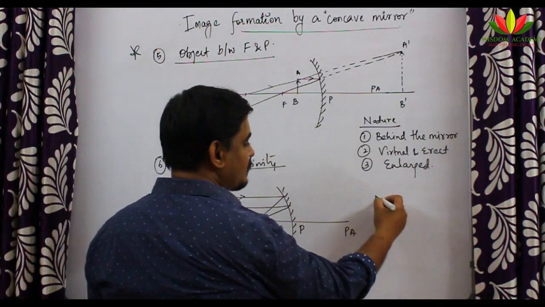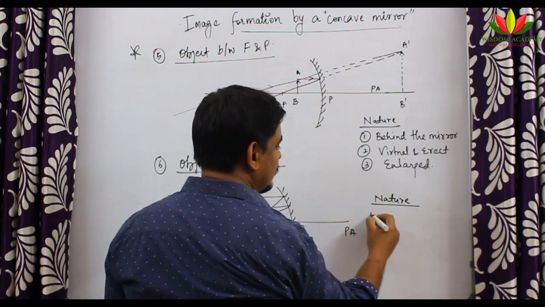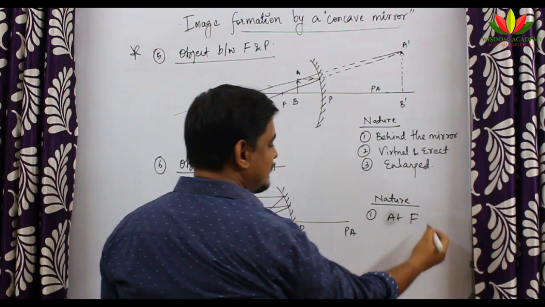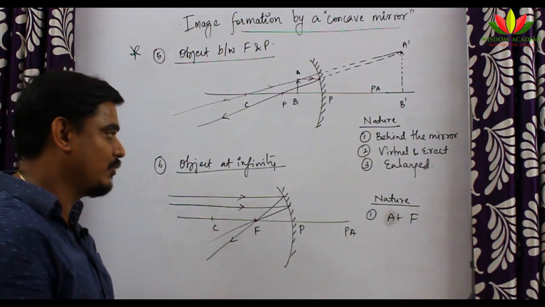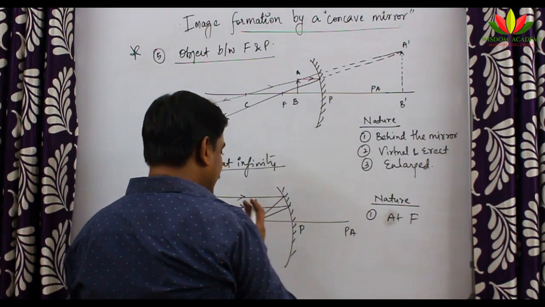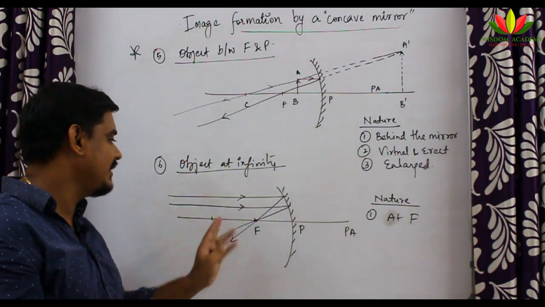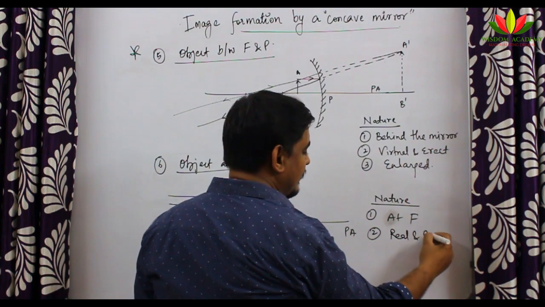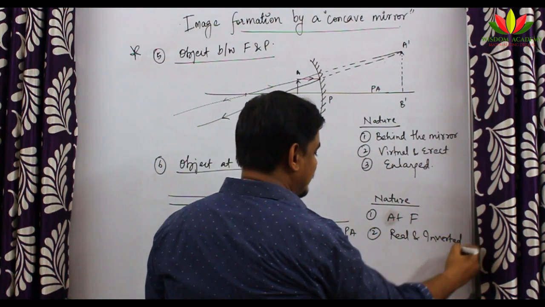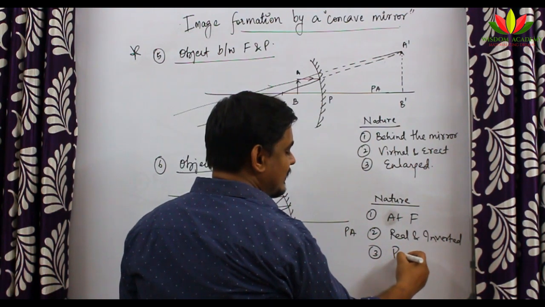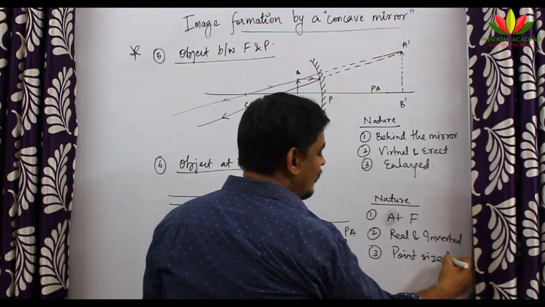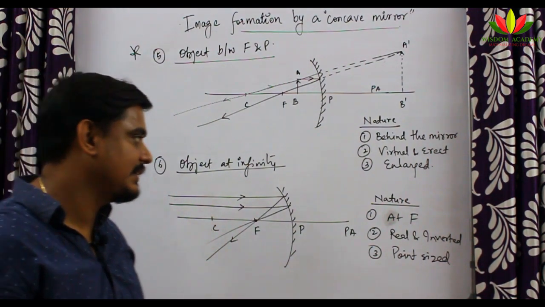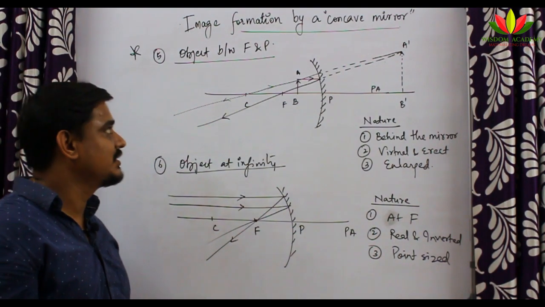So what is the nature? The first thing is position. Where is the position? Position is at focus. So image is formed at focus. Nature, as we know, the image is always real and inverted if it is beyond this. So you can write that the image is real and inverted. What is its size? It is highly diminished, or I can say point sized. It is very, very small. So if you want to make the image very, very small, point sized, we will keep the object at infinity, right? These are the image formations by a concave mirror.